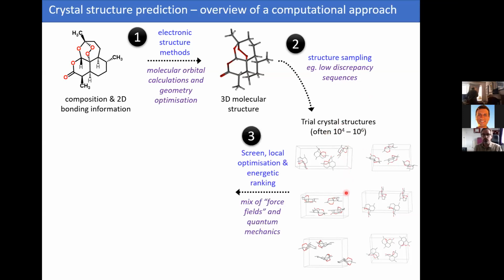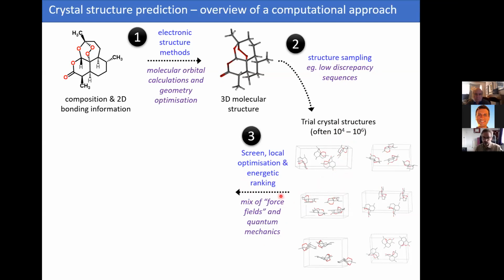We then need to assess these very quickly. So we screen them. Some of these, from a quasi-random type search, will be physically unrealistic, so we may want to either reject them or adjust them. We'll then perform a local optimization, usually on just that static energy surface. So we're looking for the nearest local minimum on the energy surface, and then we rank those structures.